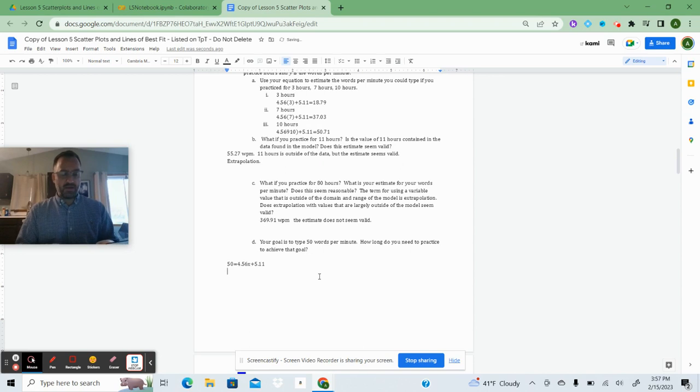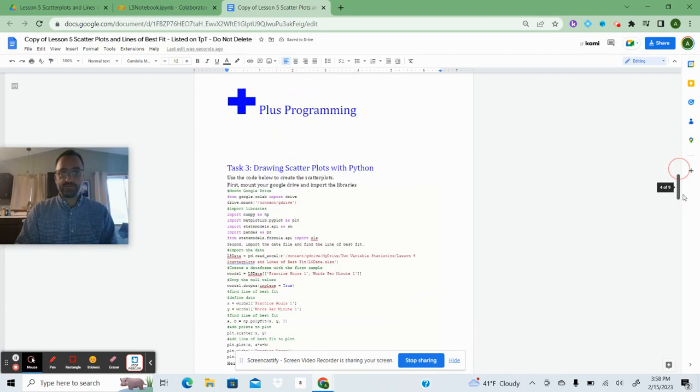And when I do that, I get 44.89 equals 4.56x. And I can divide that by 4.56, and you get about 9.84 equals x. So that's approximately. So the answer would be 9.84 hours to get that unit. So you'd have to practice that long to have that many words per minute.